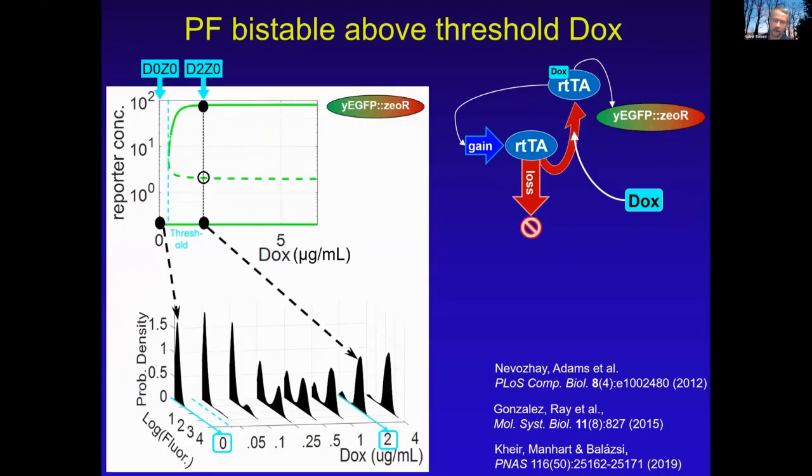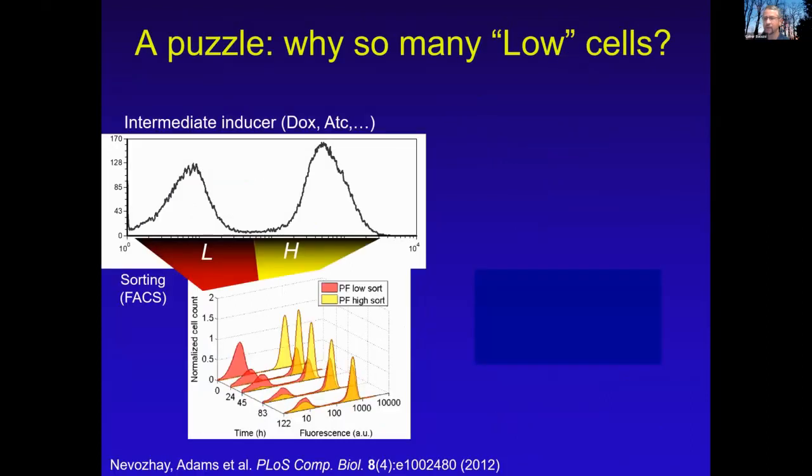And here are calculations on top showing how you scan this control molecule, and two new steady states emerge. And down here are actually experimental results showing that above a threshold, you get two stable steady states. Good. So now we have these states and we can measure how cells distribute in them. And as you see, two peaks.